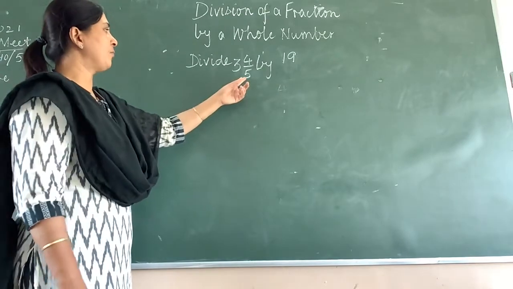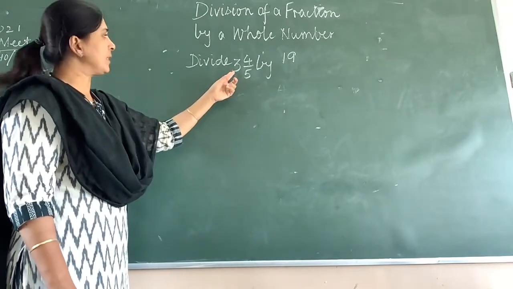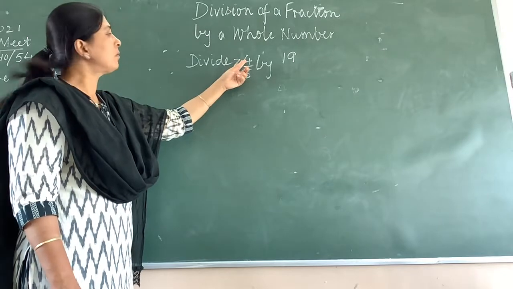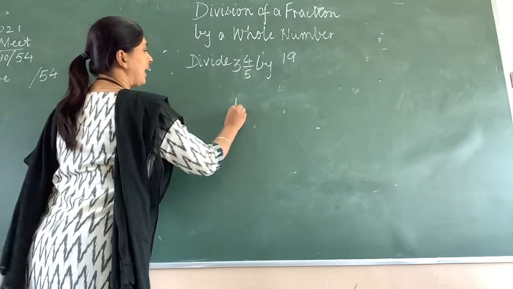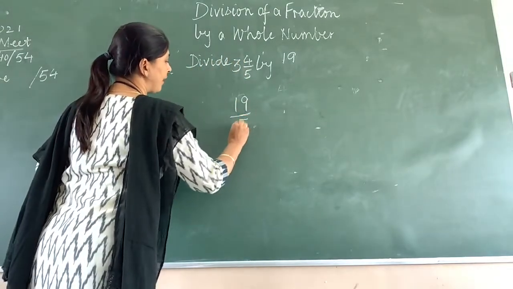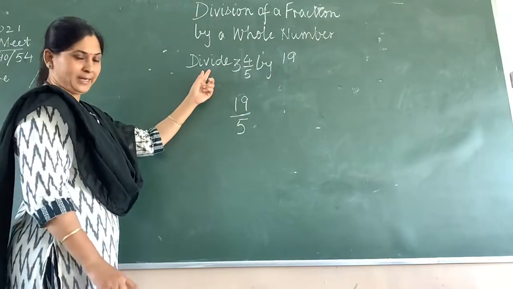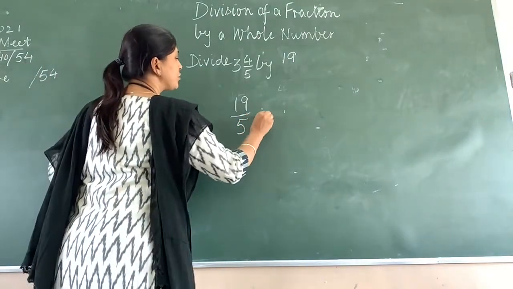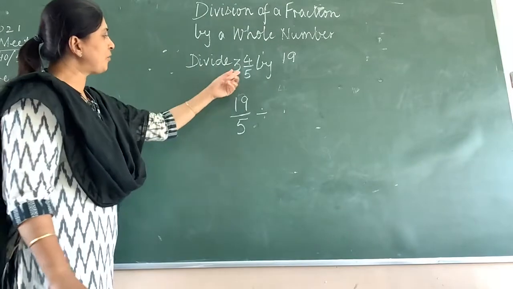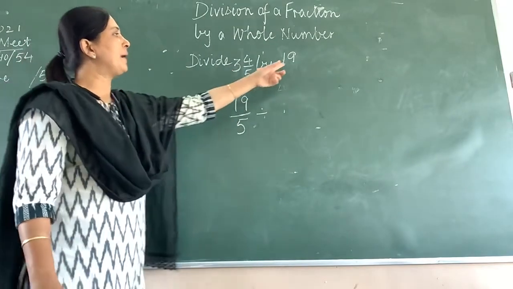Come on, let's do it. 5 times 3 is 15. 15 plus 4 is 19. 19 over 5. We have to divide. So now we will put the division sign here. We have to divide this by 19.